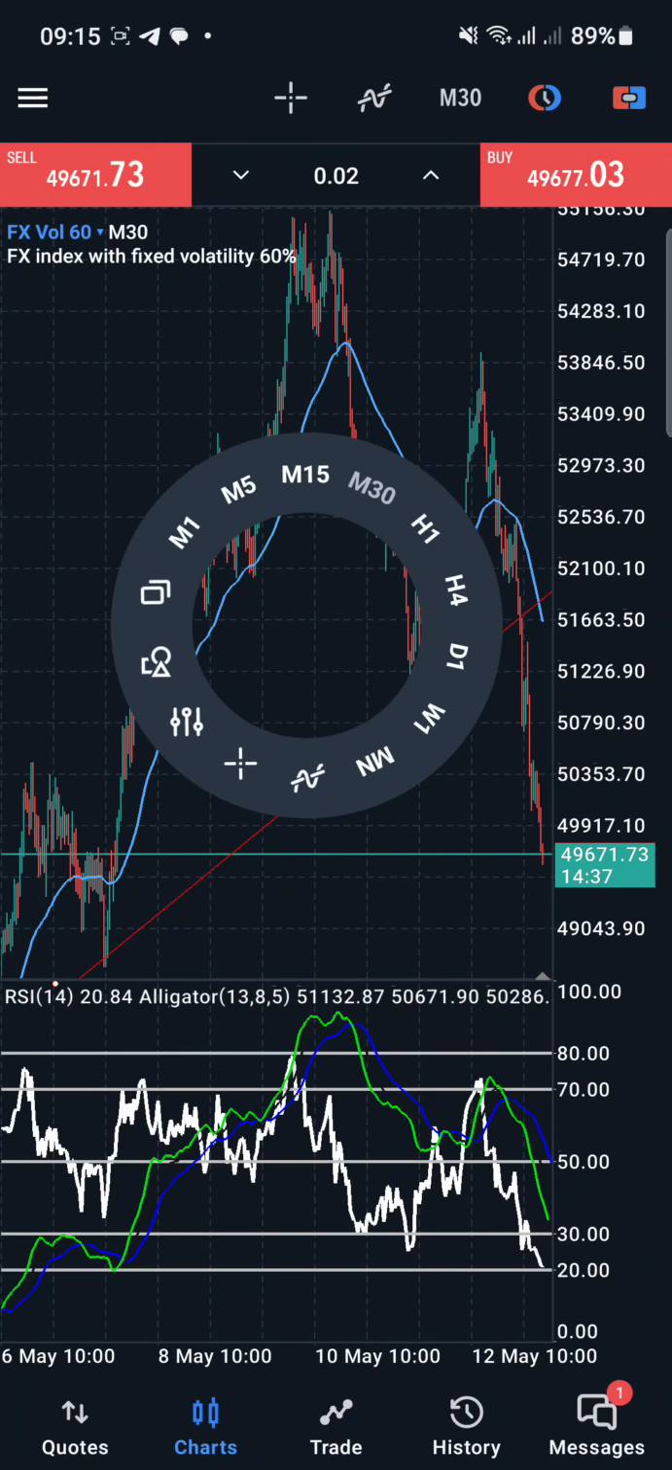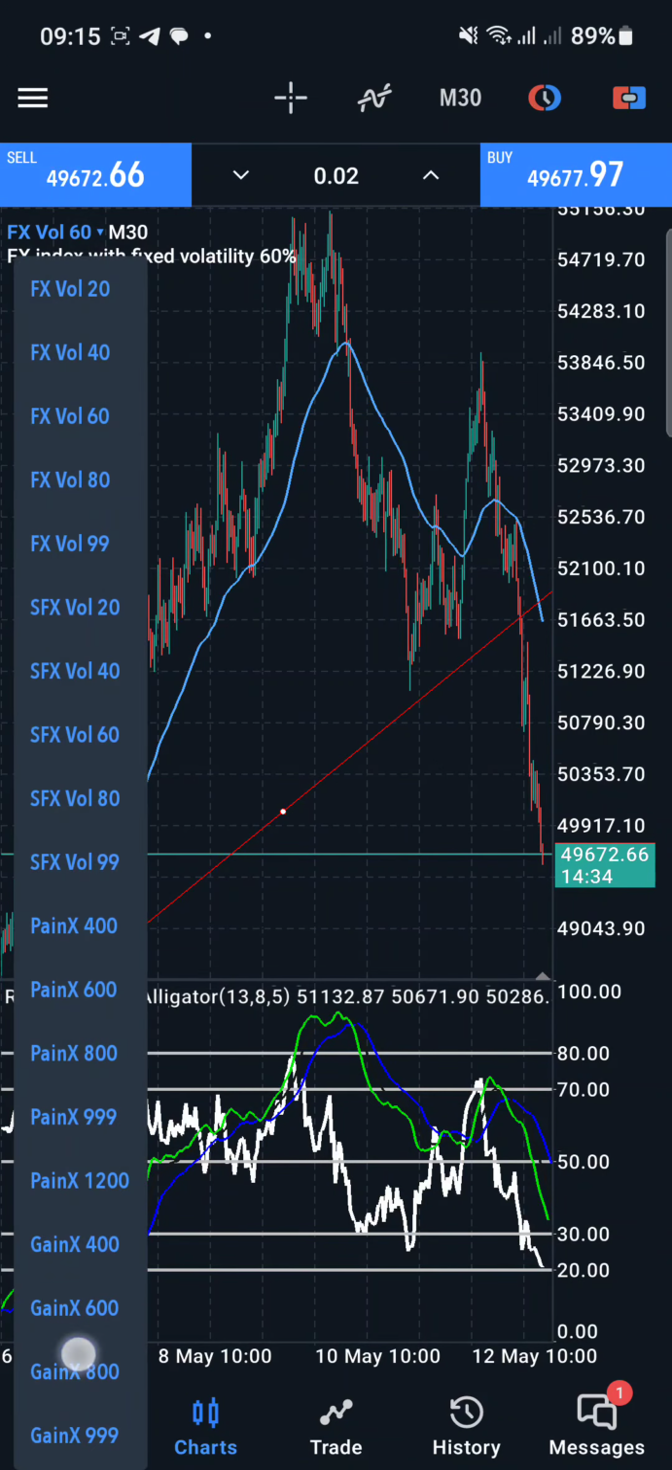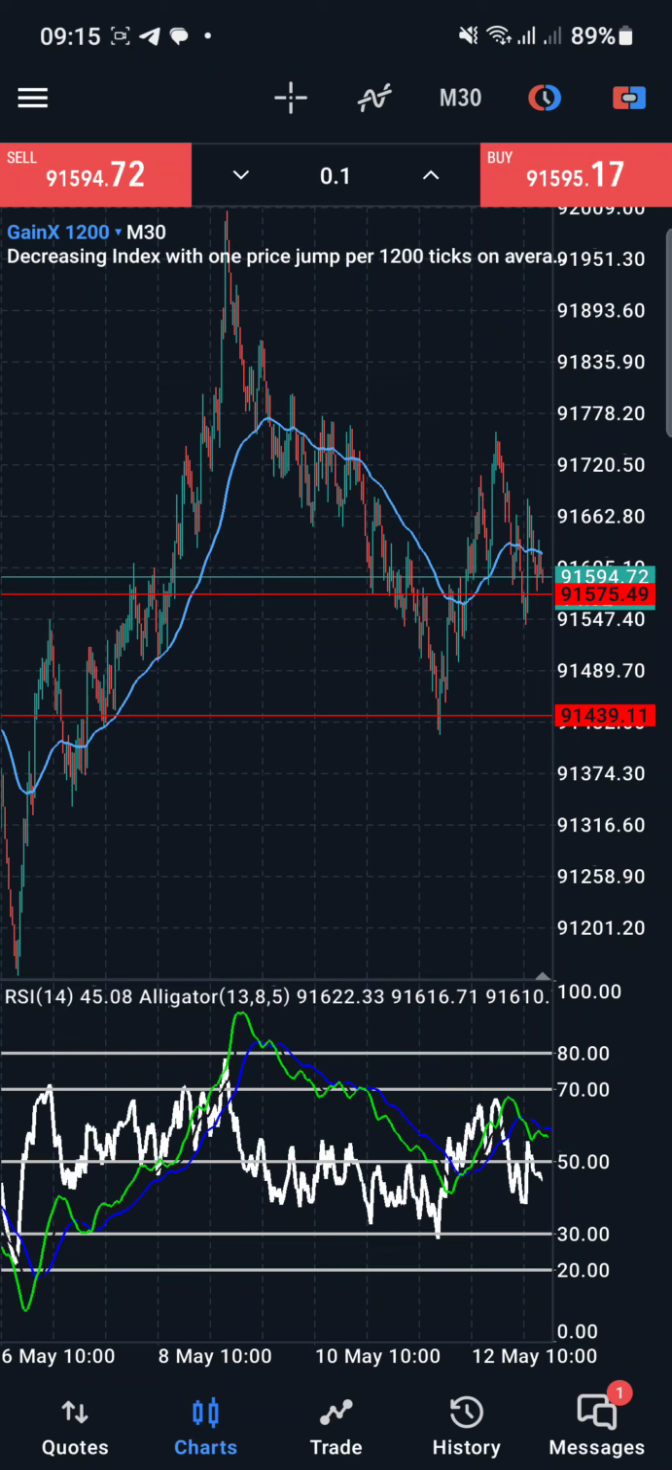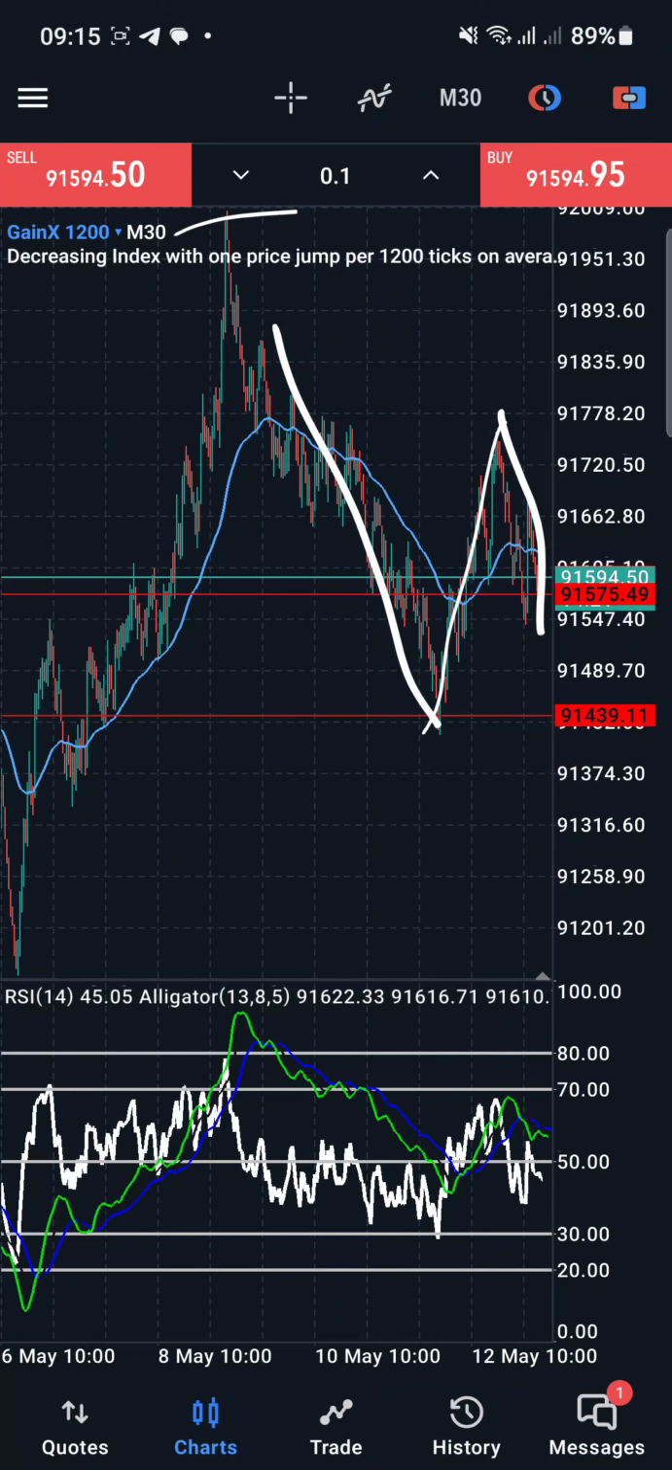Now let's look at another asset right from here. I'm just going to go to Gain-X 1200. You can see this is still the same strategy. This has actually got into the resistance zone at this point, has not been able to break out from there, so it sold for a while, pulled back up, and it's coming back down again.